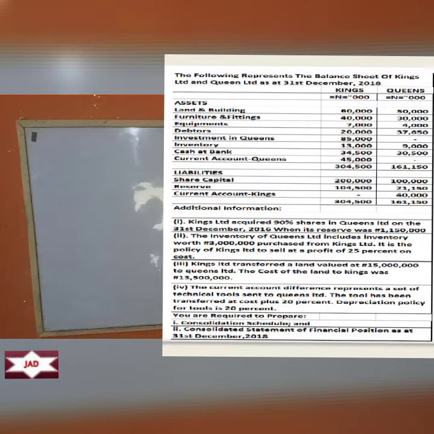The current account difference represents technical tools sent to Queens Limited. The general policy for tools is 20%. So you can see there is a difference in the current account there. Queens is holding 40 million against Kings, and Kings is holding 45 million against Queens. So the difference there is 5 million. That 5 million represents technical tools sent to Queens Limited. Let's proceed.